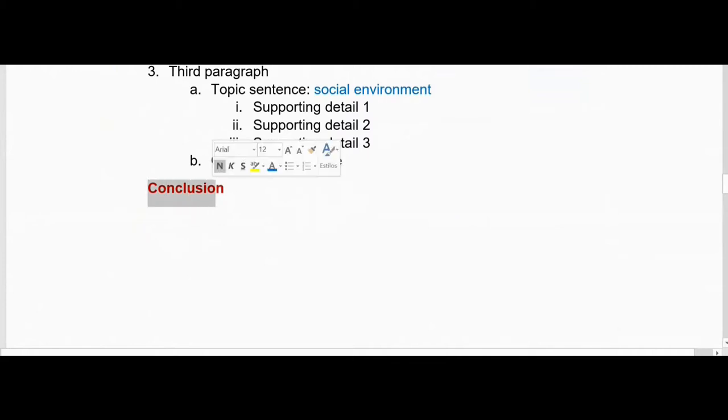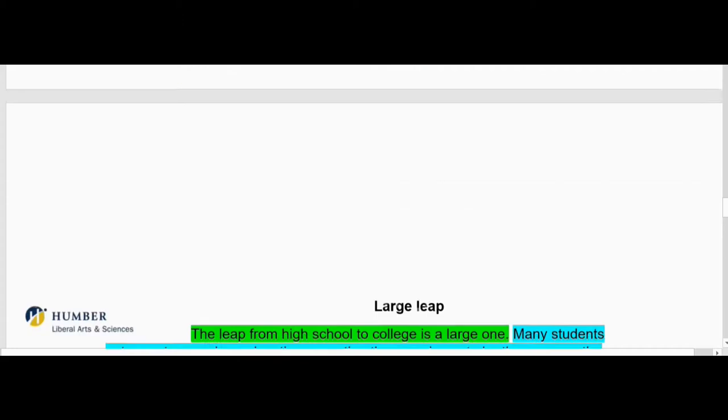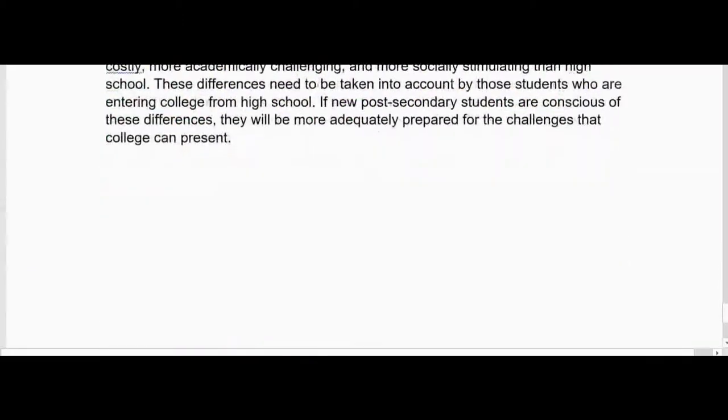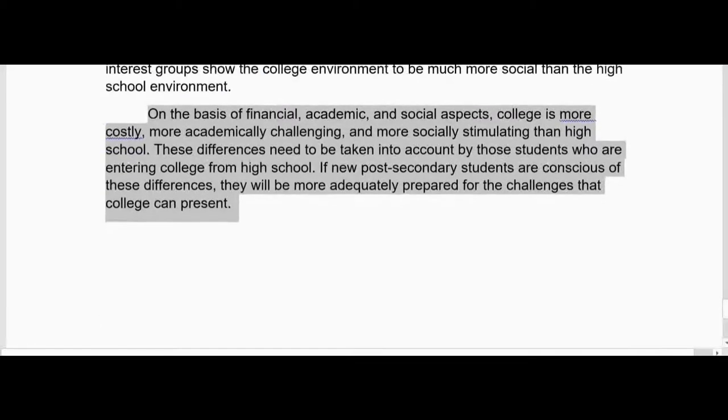And then we have the last element of this contrast essay, which is the conclusion. Well, basically, in a conclusion, you can restate the thesis statement, or you can have a summary of the main points discussed in the body, right? Okay, so you have two alternatives. Now, this example does a summary. It makes a summary of these essays. So it says, on the basis of financial, academic, and social aspects, college is more costly, more academically challenging, and more socially stimulating than high school.